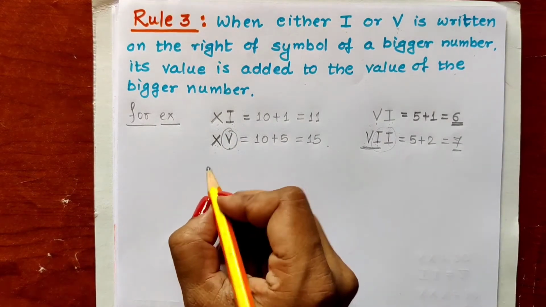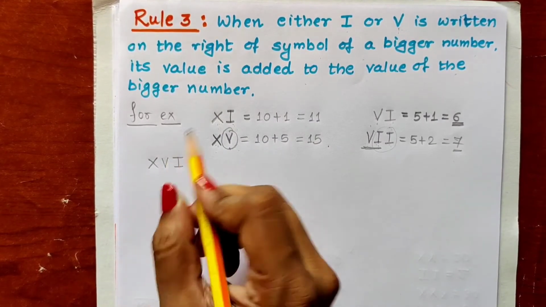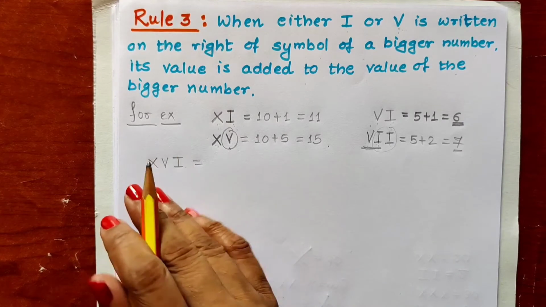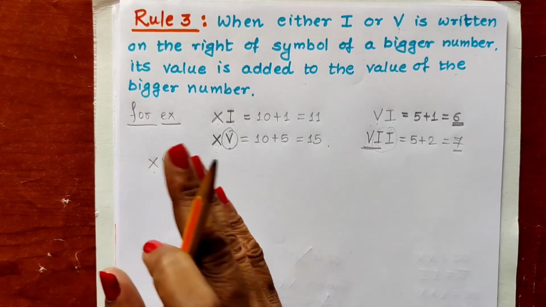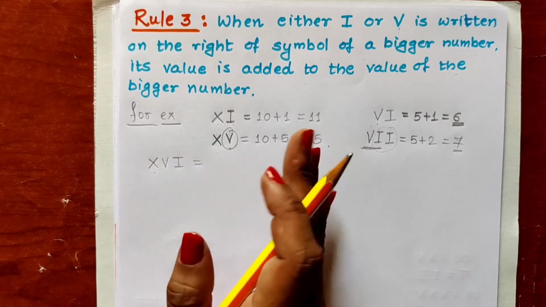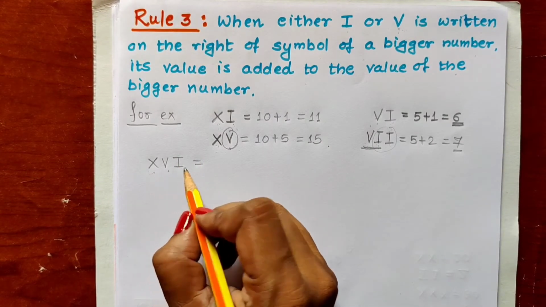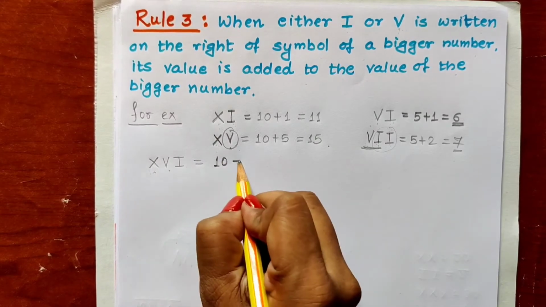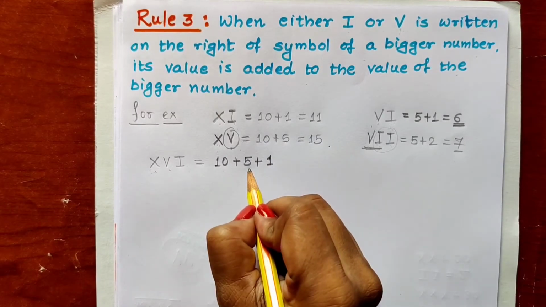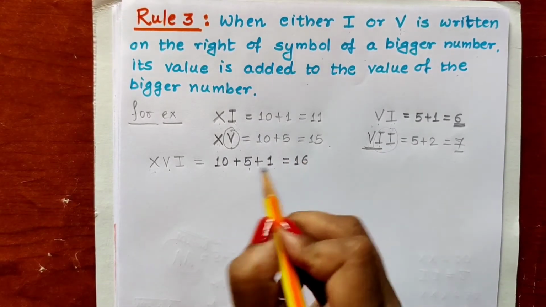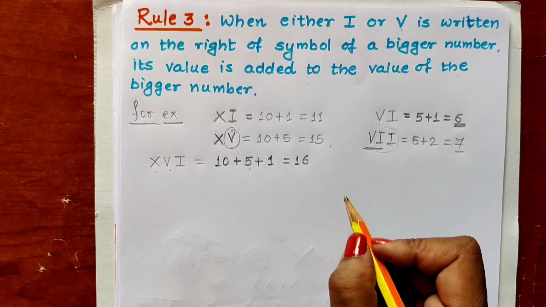A few more examples I can show you. XVI. What does it mean? These symbols are on the right hand side of the bigger symbol. The bigger symbol is X. V is on the right hand side of X. I is on the right hand side of X and V, which are bigger than I. So what do we have to do? We have to add all these numbers. X means 10. V means 5. I means 1. So it will be 10 plus 5 is 15. 15 plus 1 is 16. So XVI means 16. In this way, we will have to write the values.